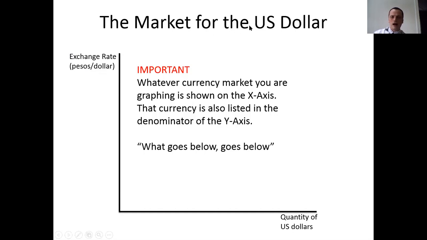Good way to think about how to label this: if you're doing the market for the US dollar, what goes below goes below. So what goes below, meaning the word dollar in the denominator, is going to go down here too. So if you're putting dollar here, you've got to put dollar here because you're graphing the market for US dollars. If you were doing the market for pesos, you make sure you put pesos in the denominator and pesos down here. So that's fairly easy. It's just one of those things you've got to memorize. There you go, if you didn't know already.